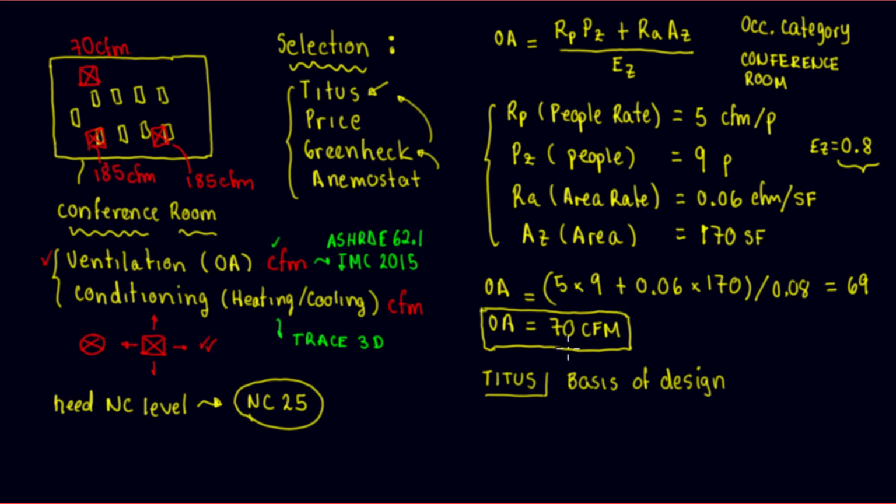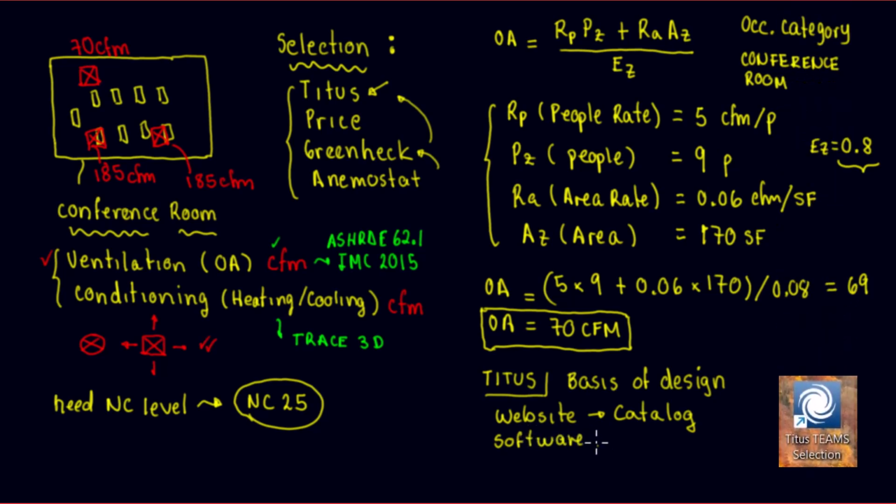For Titus, you have to go to the website, and I'm going to put in here website, and then download the catalog. I'm going to put the catalog. They also have their own selection software. It's better if you get the selection software, and this is going to be quicker. This is quick selection and more details. Once you go to the website, let's go there right now.